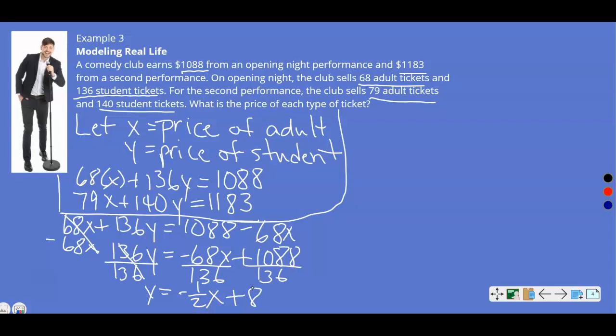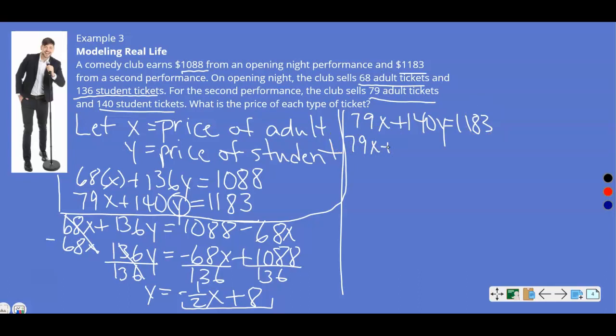All right, now that we have our equation solved for y, we can take this and substitute it in for y in our second equation. So I'm going to take my second equation, 79x plus 140y equals 1183.